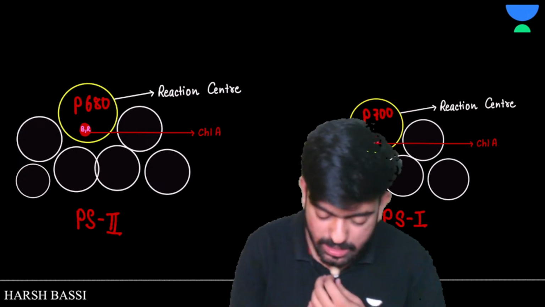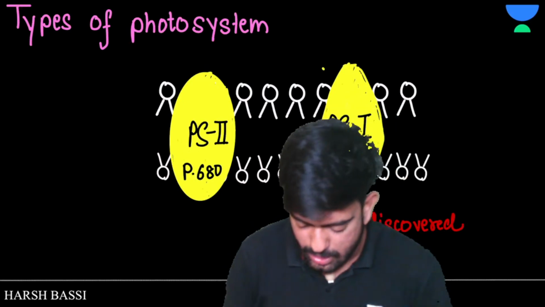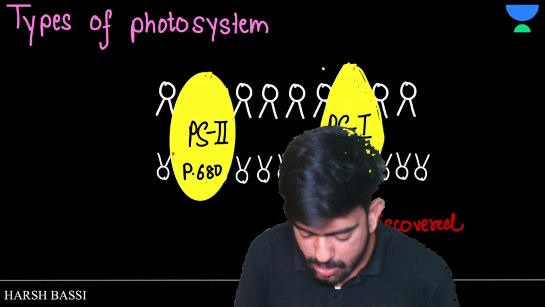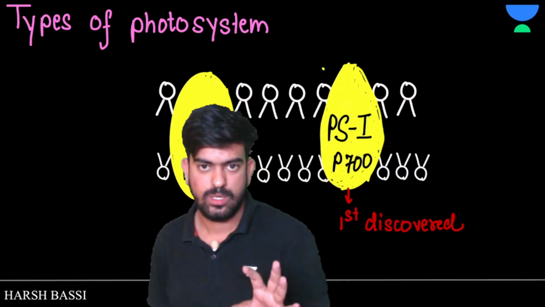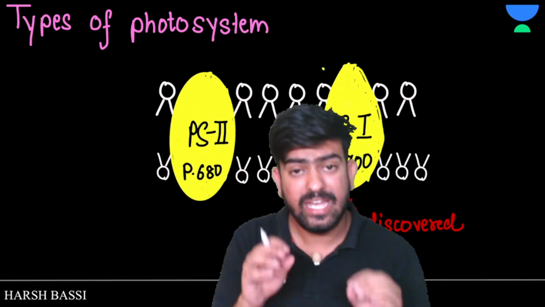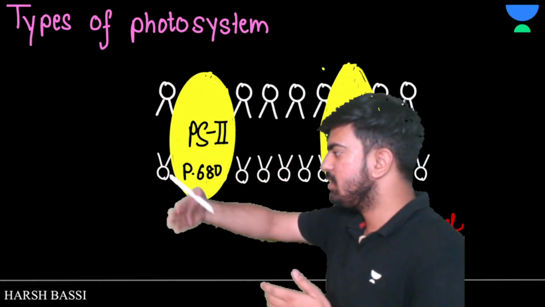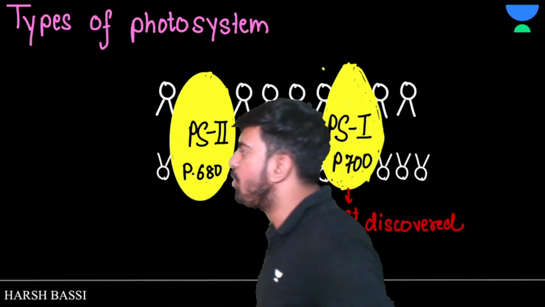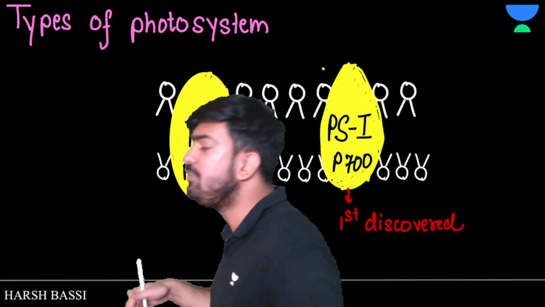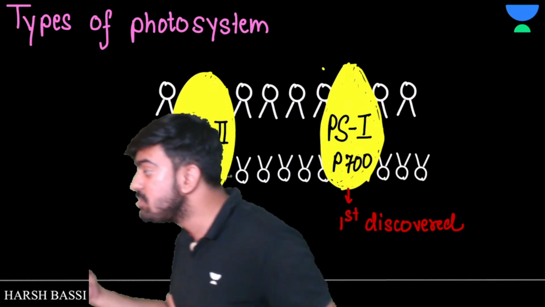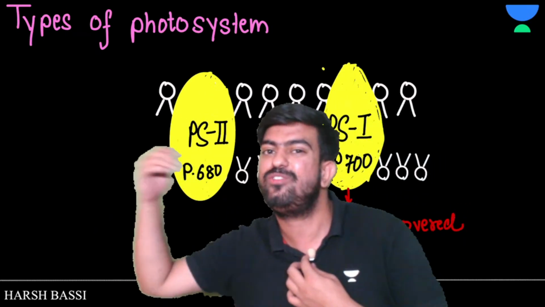Clear? Great, sir. Now, which one was discovered first? Which one was discovered later? See, first of all, we are going to talk about photosystem 2, but photosystem 1 was discovered first. That means if you suppose this is the thylakoid membrane and you are going to walk along it, first you will find photosystem 2. Photosystem 2 will be working first, then photosystem 1 will be working. But which one was discovered first? Photosystem 1 was discovered first.